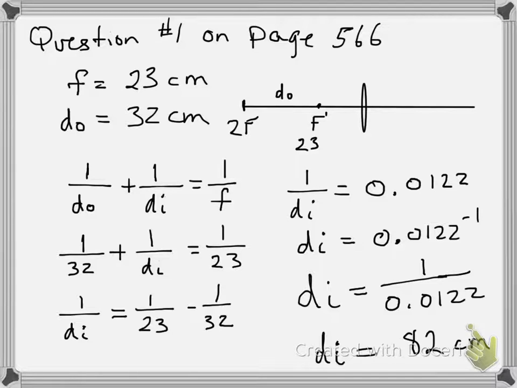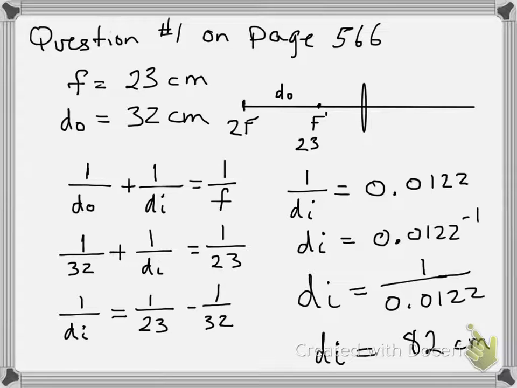All right, so we're going to do a couple of practice problems. You want to turn to page 566 in your textbook, and I would actually pause the video right now, read through the question, and think about what the terminology is and what kind of setup it would be for the thin lens equation. So I'll read it. Question 1 is: a converging lens has a focal length of 23 centimeters. A frog is 32 centimeters from the lens. Use the thin lens equation to calculate where the image of the frog will be located.